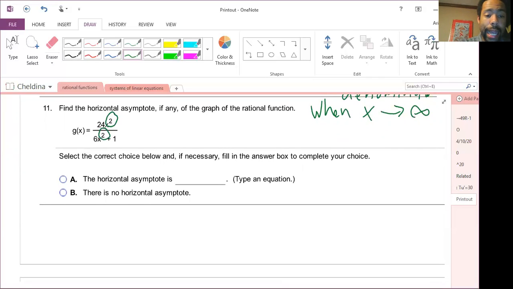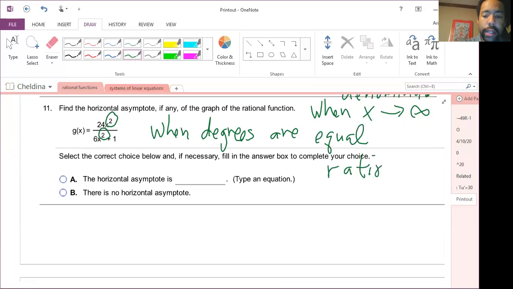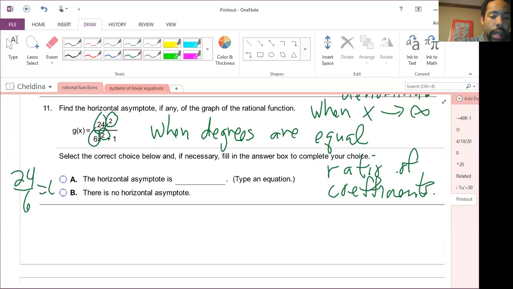So what you do in that case is when the degrees are equal, then you take the ratio of the coefficients. In this case, it's 24 over 6. 24 over 6 is 4. So this means that if you take x to be large, large, large, then g gets closer and closer to 4, right? So if you plug in larger and larger values of x, then g gets closer and closer to 4. And so y equals 4 is a horizontal asymptote.